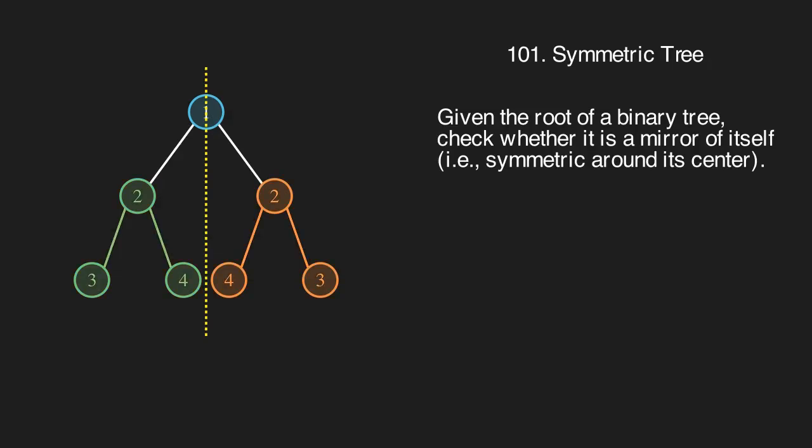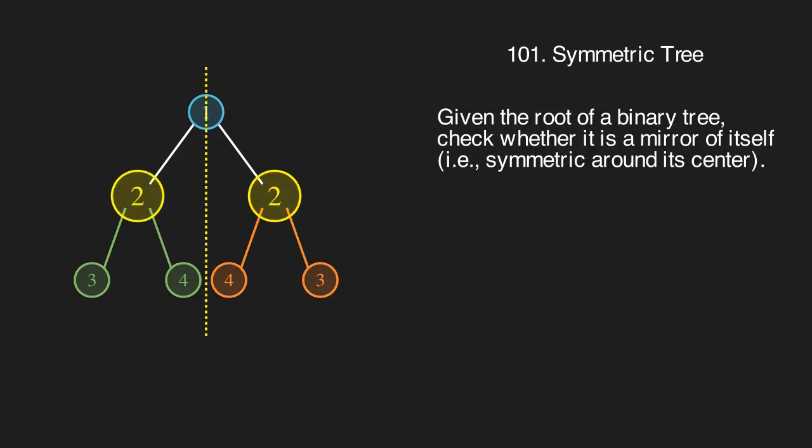Let's visualize this with example 1. Imagine a vertical dashed line passing directly through the root node. For the tree to be symmetric, the entire left subtree must be an exact spatial reflection of the entire right subtree across this central axis.